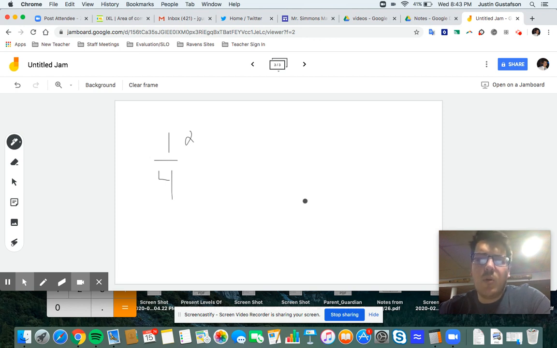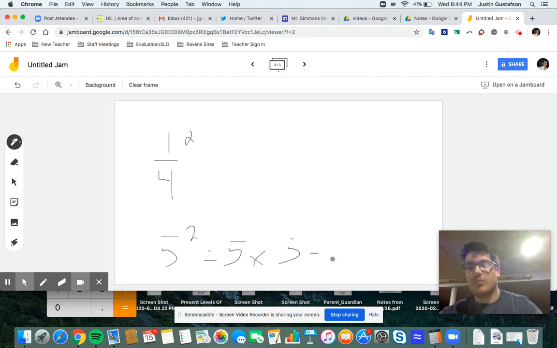How do I know? Well, if something is, let's say, 5 to the second power, what does that mean? That means that I'm multiplying 5 by itself. 5 times 5, which is 25. So 5 to the second power is 25.